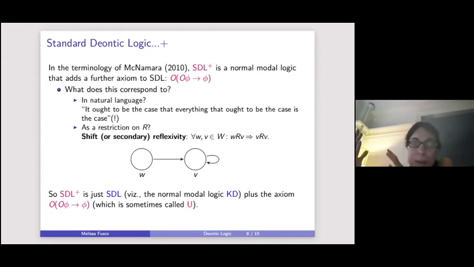Again, I think that's an interesting property to think about. It's relevant to some of my own work, but just to keep track of how the logics are working: SDL plus, in the notation that we're using, is just SDL, which is again the normal modal logic KD, plus the axiom. We're closing again under the axiom: it ought to be the case that ought phi entails phi. Sometimes that axiom is called the U axiom. So therefore, SDL plus is the normal modal logic KDU.